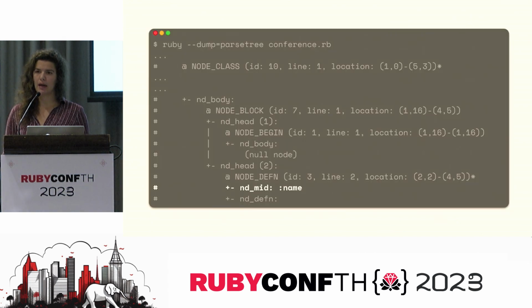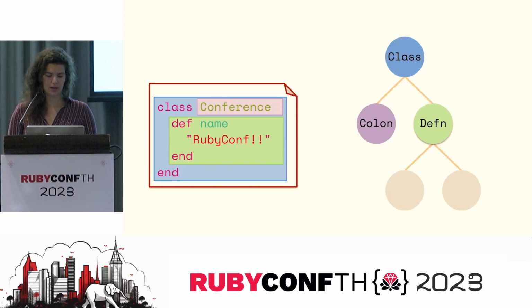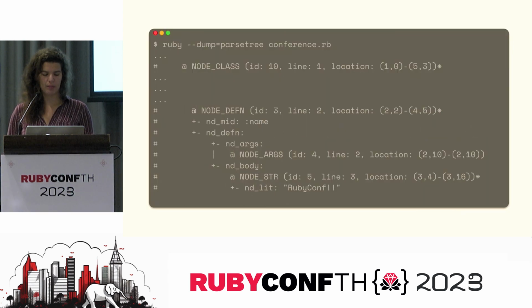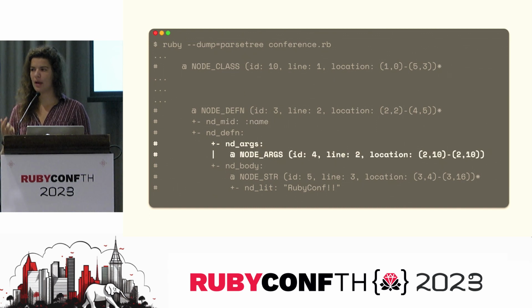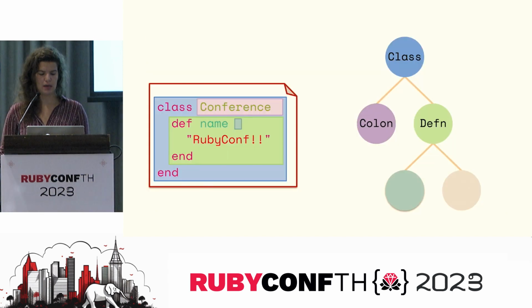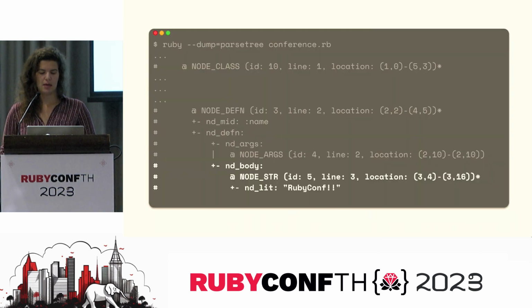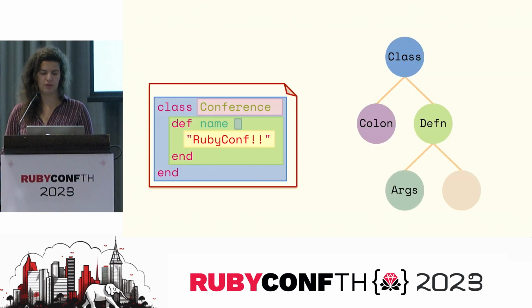And if we look at it, we get again a method ID, a name. For our defin node, the name happens to be name because that's the name of our method. And if we pull it up a little more, we also get args. So a defin node should have arguments. In this case, there are no arguments, so that's this empty node we have here, but it still exists. And there's also a body node, which is the crux of what's happening within the method itself. And that's the string RubyConf that we expected to show up here as a child node.